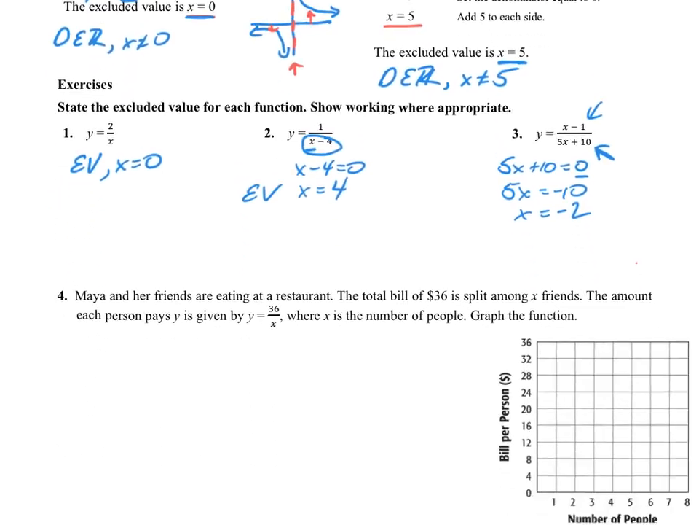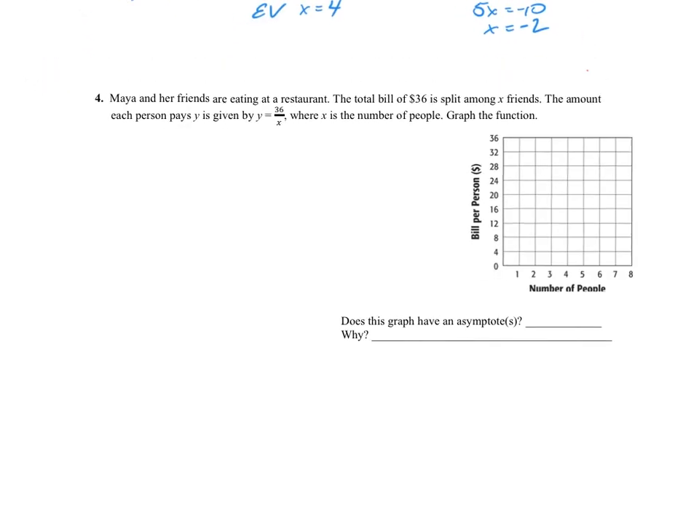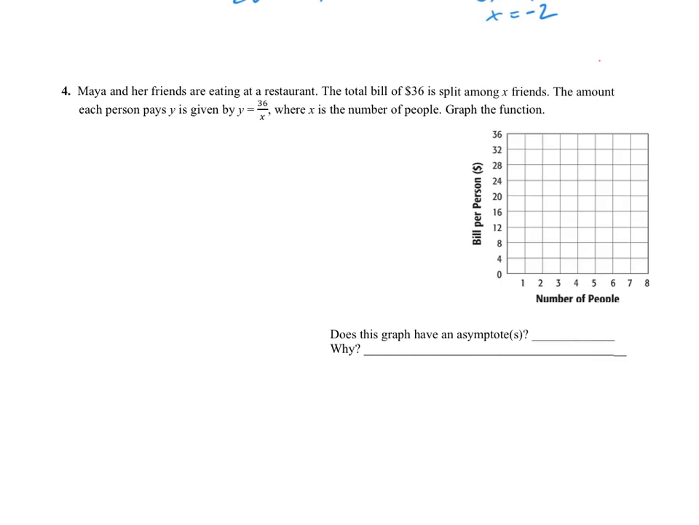Let's move on to a word problem. Maya and her friends are eating at a restaurant. The total bill of $36 is split among x friends. The amount each person pays, y, is given by y is equal to 36 over x, where x is the number of people. Graph the function. So let's just start making a little table here. x goes in, y goes out. So x is the number of people, y is how much the bill is per person, given how many people there are.